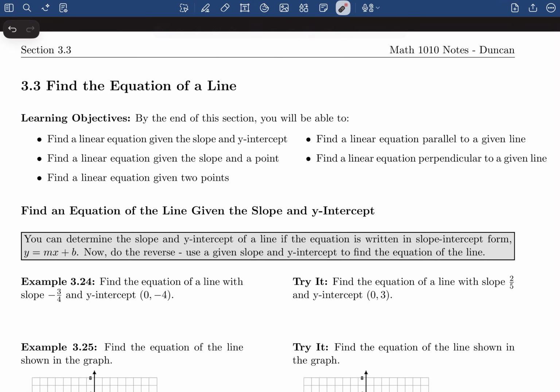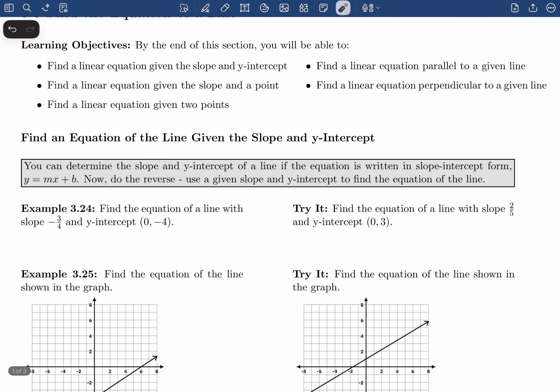This is lesson 3.3. Find the equation of a line. Our learning objectives are to find a linear equation given the slope and the y-intercept, find a linear equation given the slope and a point, find a linear equation given 2 points, find a linear equation parallel to a given line, and find a linear equation perpendicular to a given line. So we have 5 objectives today. Let's begin with the first.